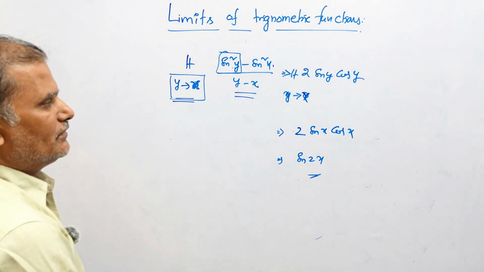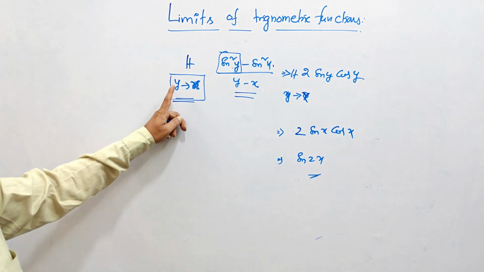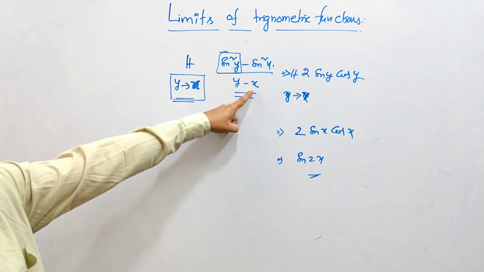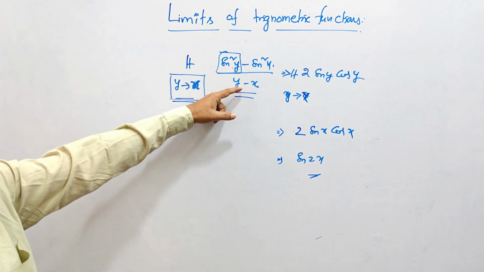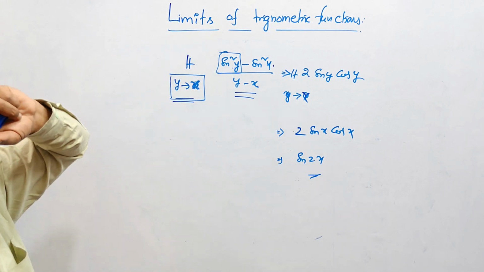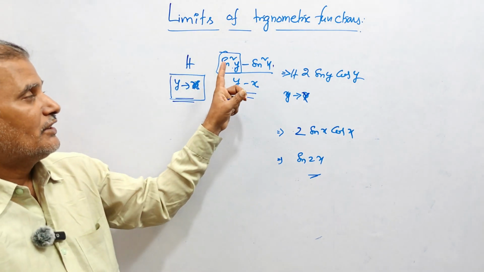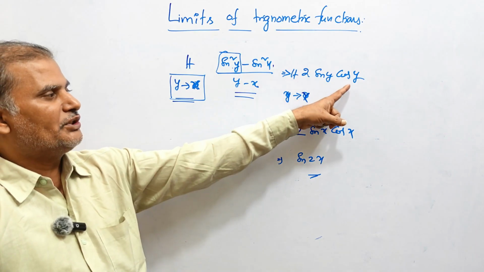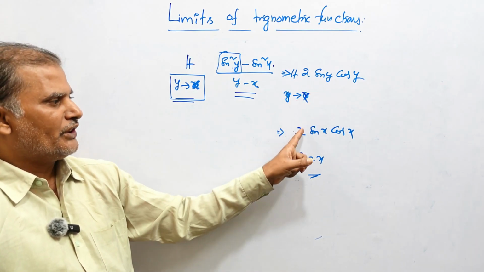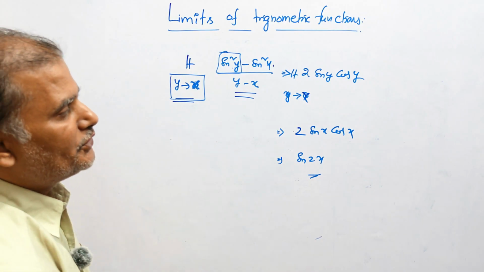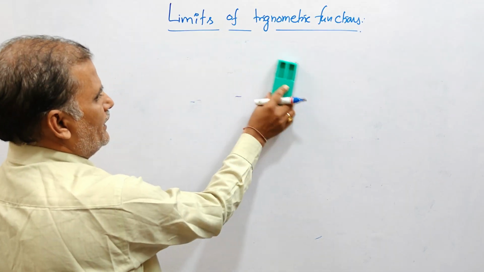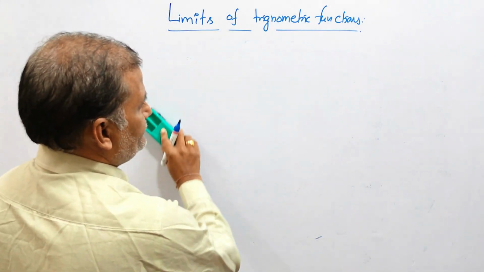We get sin 2x. Here y tends to x. In the place of y, you write x, x minus x is 0. Numerator by denominator, it is 0 by 0 formation. Therefore, we use L'Hospital rule by differentiating the numerator. Sin square y is equal to 2 sin y into cos y. Now y tends to x, in the place of y, you replace x, 2 sin x cos x. We get sin 2x. So this is a very simple problem by using L'Hospital method.